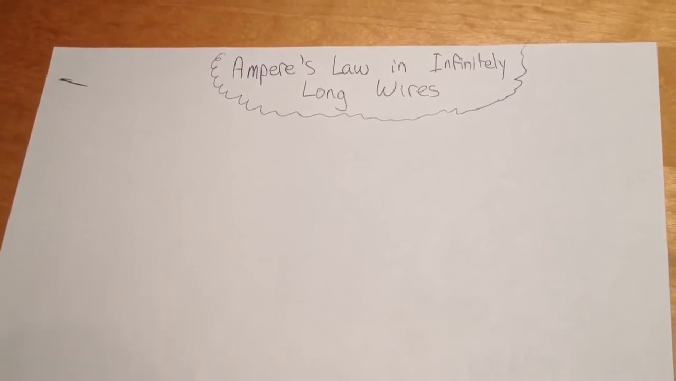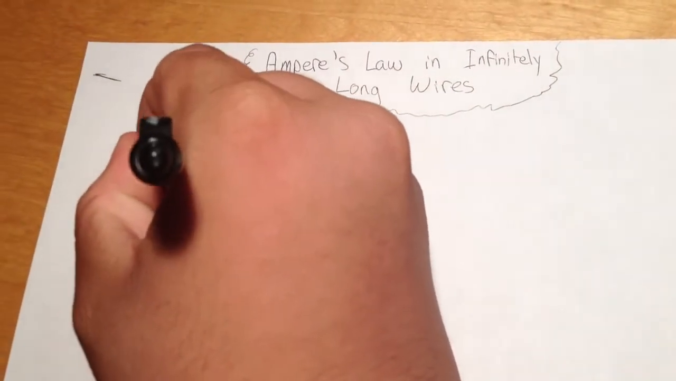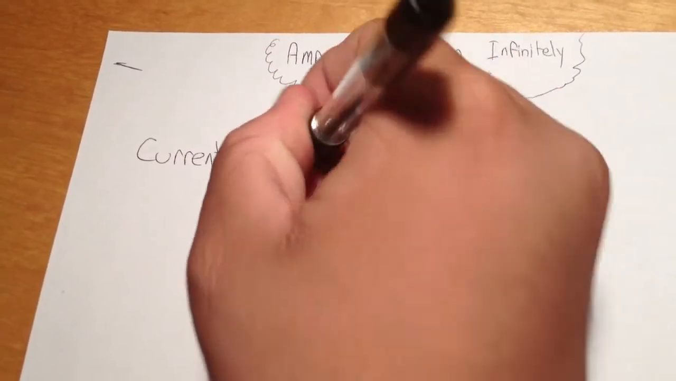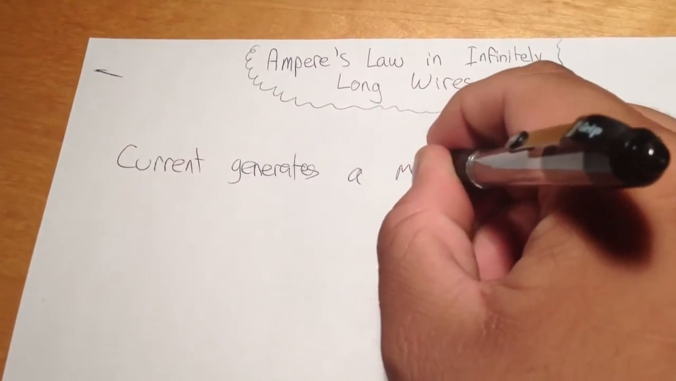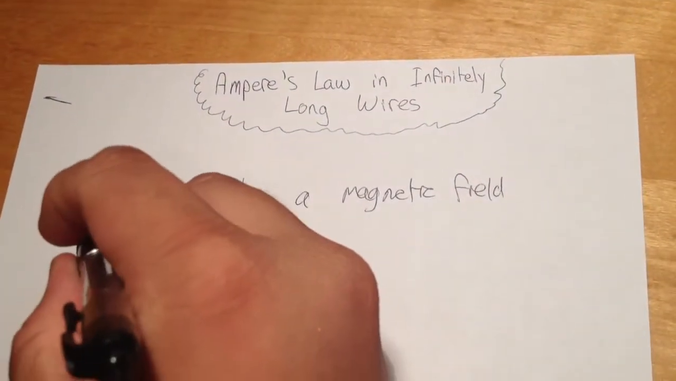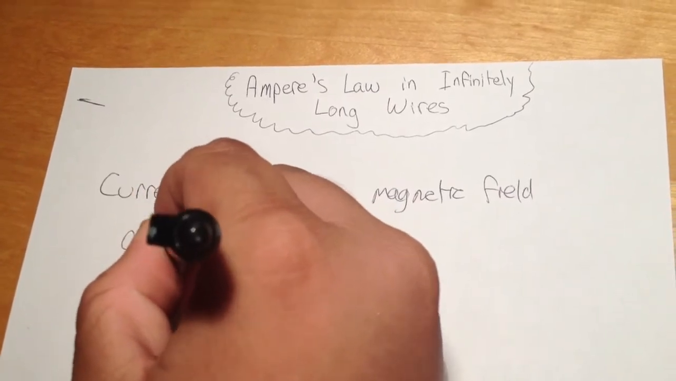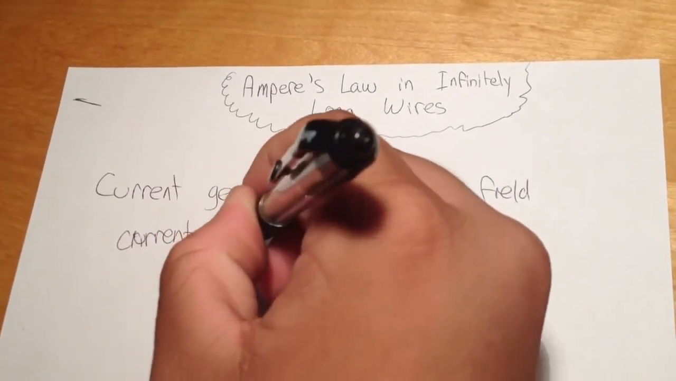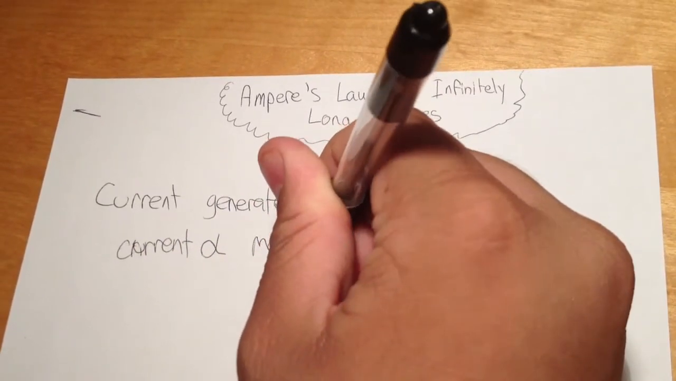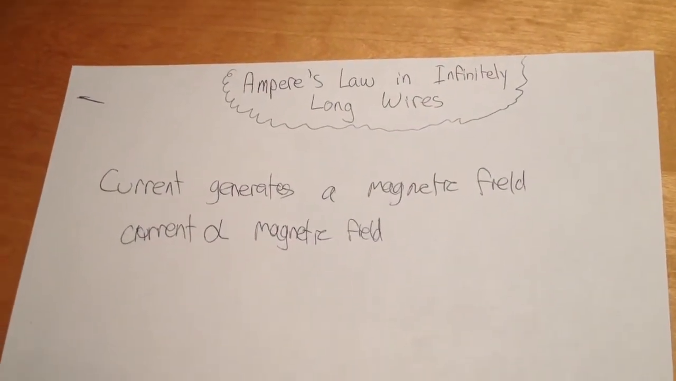The main thing you can take away from the law is that current generates a magnetic field. Or that current is proportional to the magnetic field. So maybe if you double the current, you'll double the magnetic field, stuff like that.